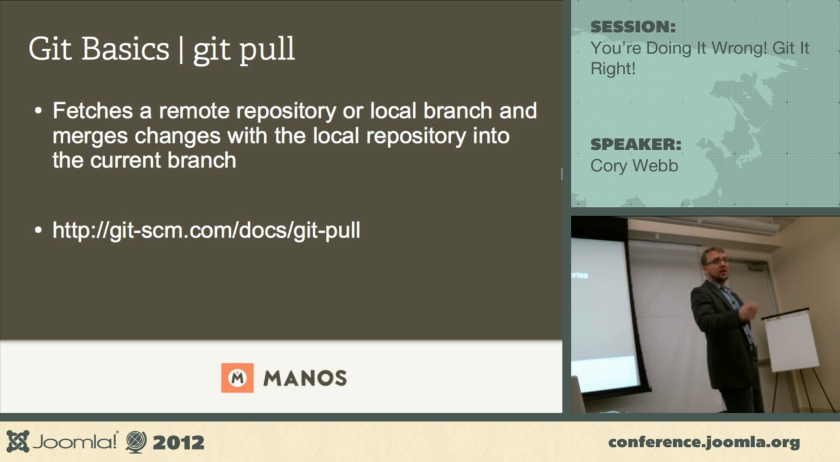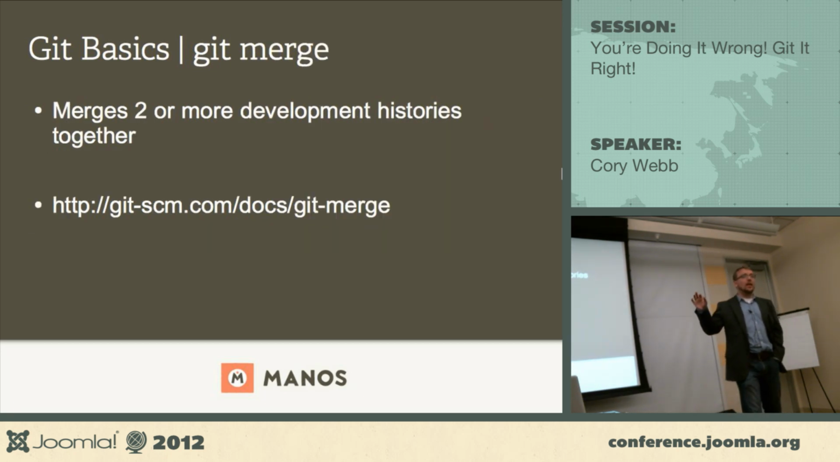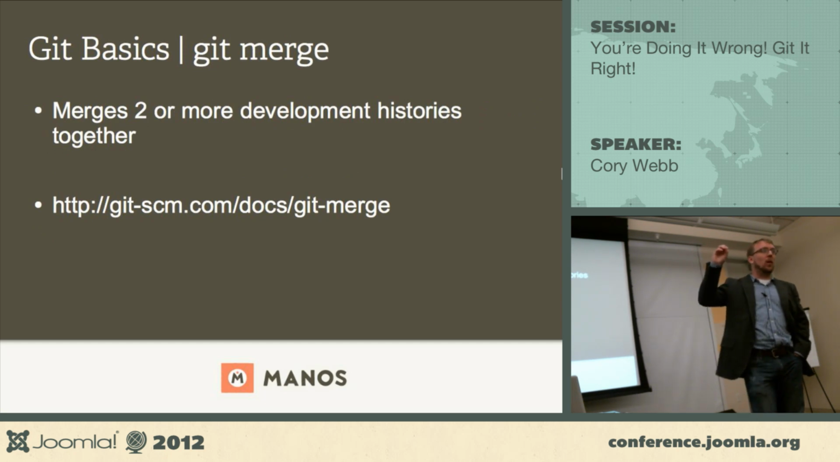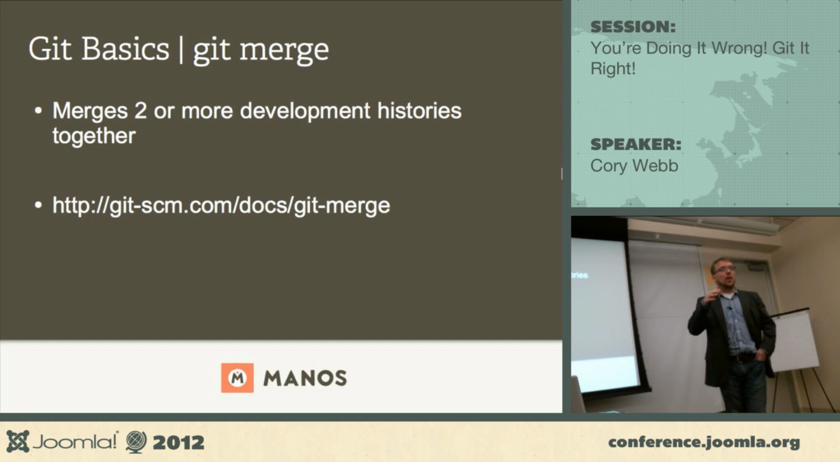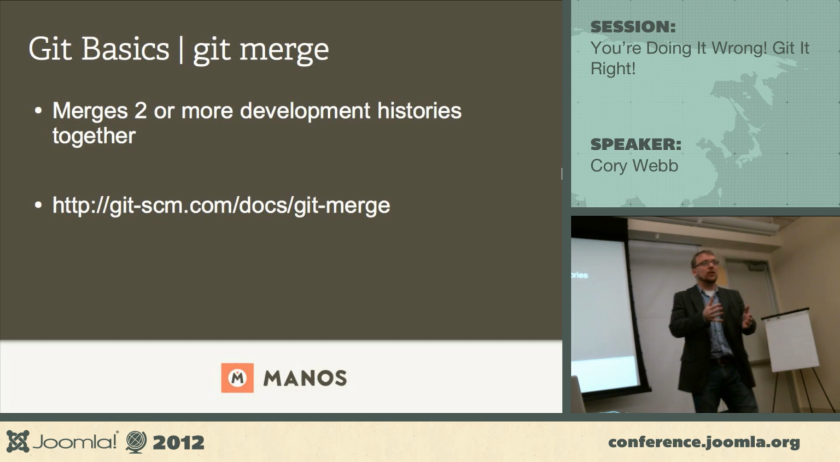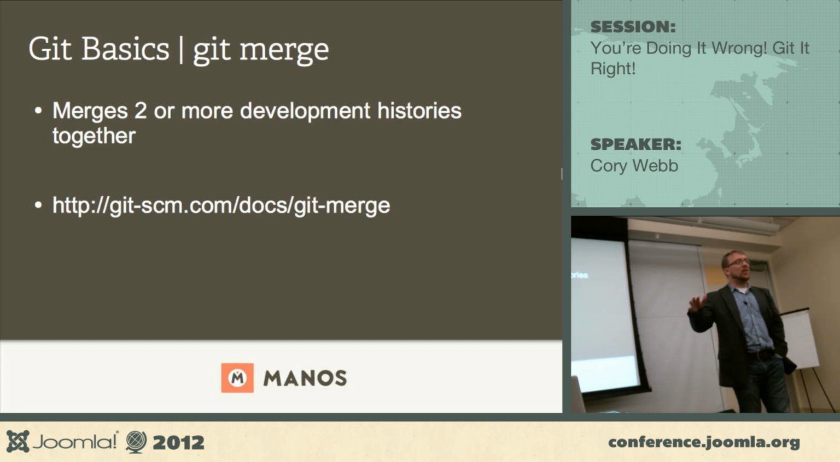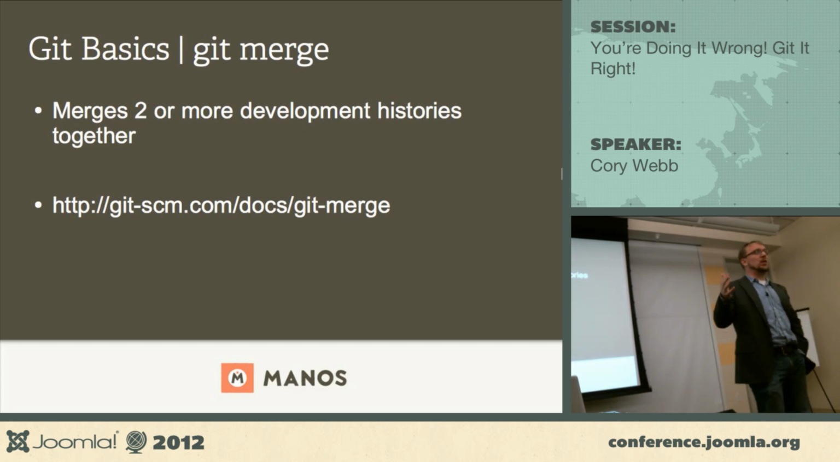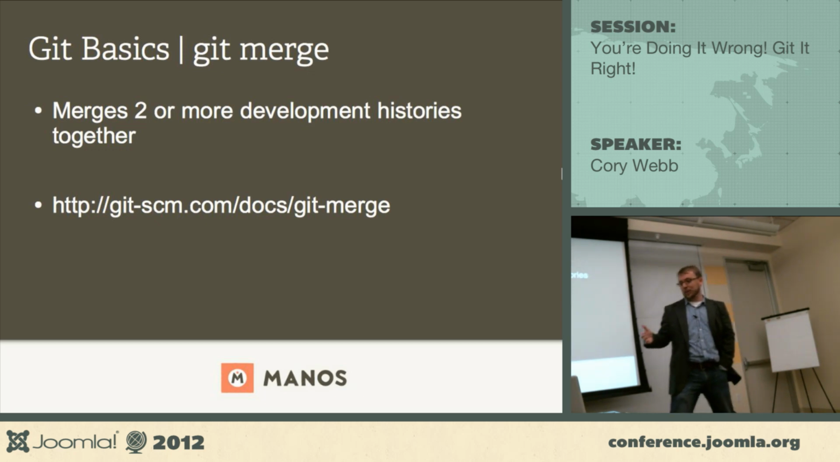So git merge, again, merges two or more development histories together. That doesn't necessarily mean merging from the remote repository. You might within your repository have made a branch, and then you might want to merge the changes in that branch with the master branch within the same repository. See, it gets really complicated really fast, but that's cool because it's really flexible and you can do a lot of cool stuff with it. It's really powerful.